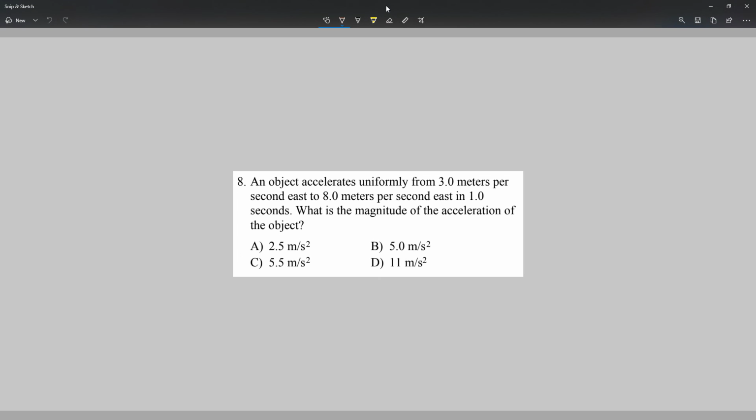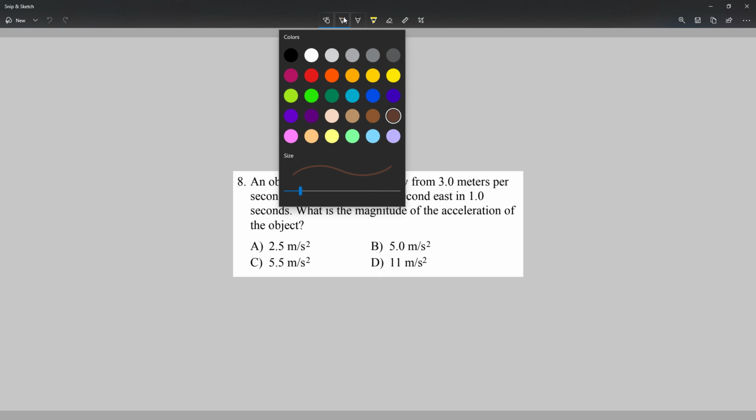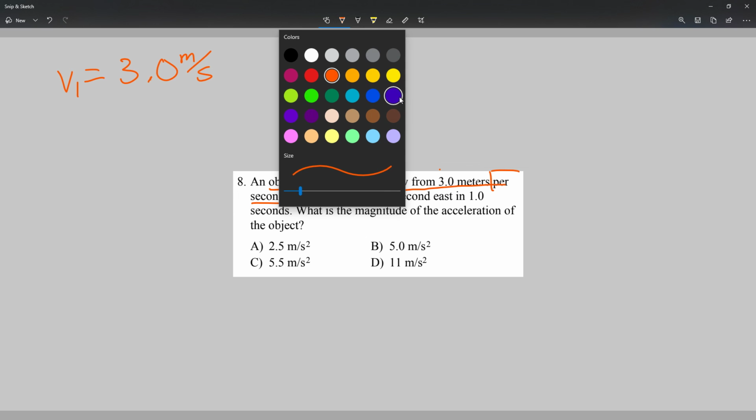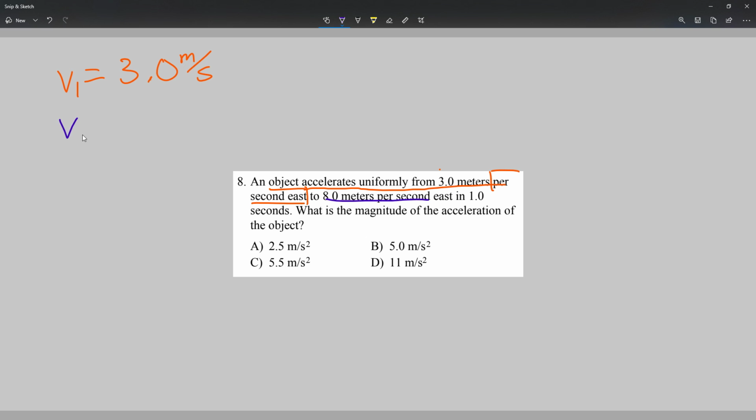All right, last question. Again, feel free to pause before I come up with the known values, see if you can guess for yourself. Accelerates uniformly from 3 meters per second east. You're accelerating from that speed. Even though it says acceleration, you're accelerating from this speed, not at this speed. You'll also see per second east. And then to this other number, that's your final speed, in 1 second. So t is 1 second.